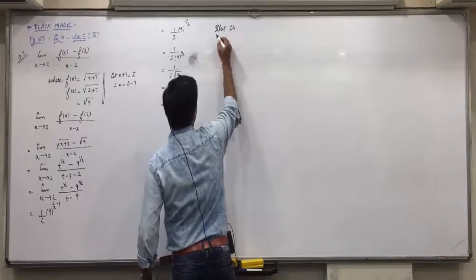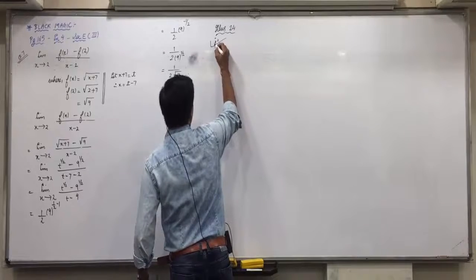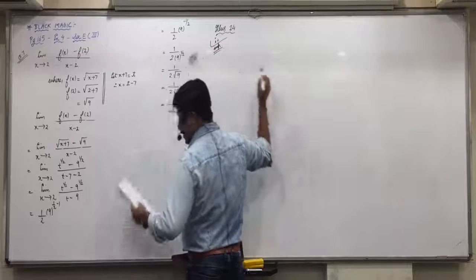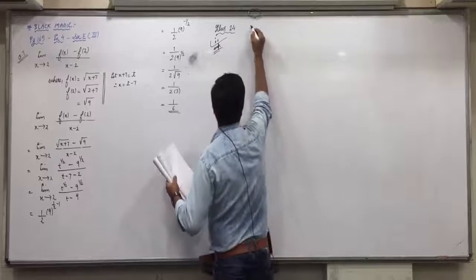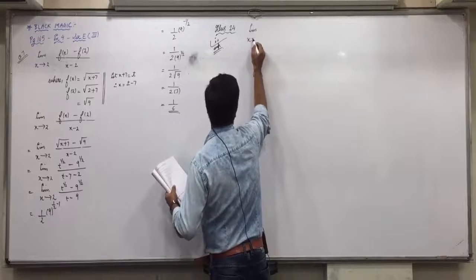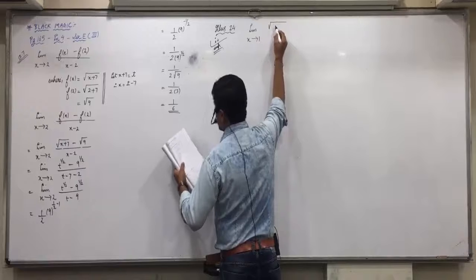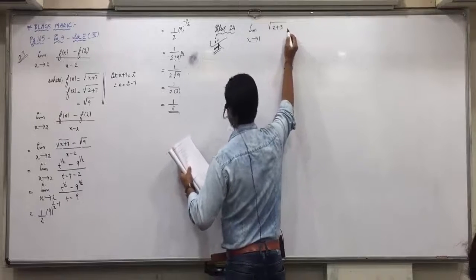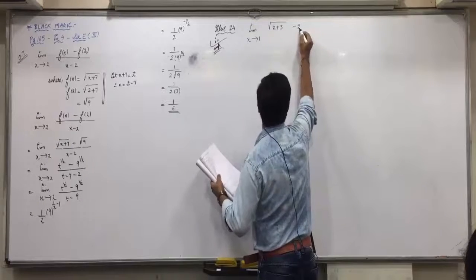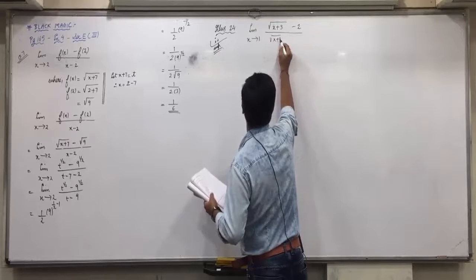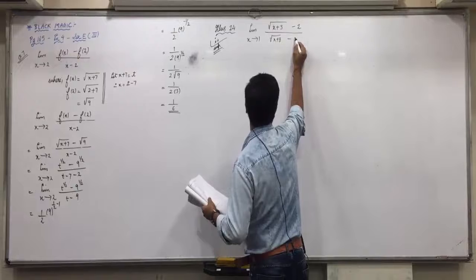Mark it as important question. But again, they have done it in a very complicated manner. We'll do it in a far more simple manner. Limit x tends to 1, square root of x plus 3 minus 2 upon square root of x plus 8 minus 3.